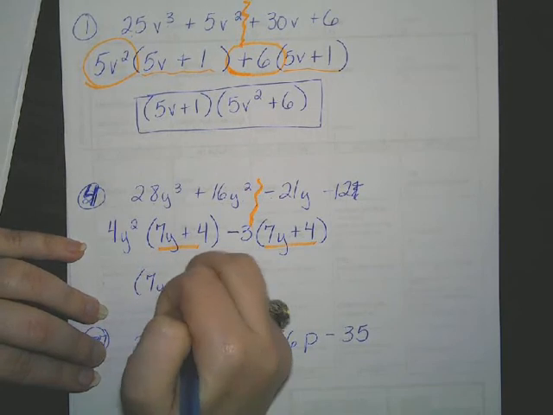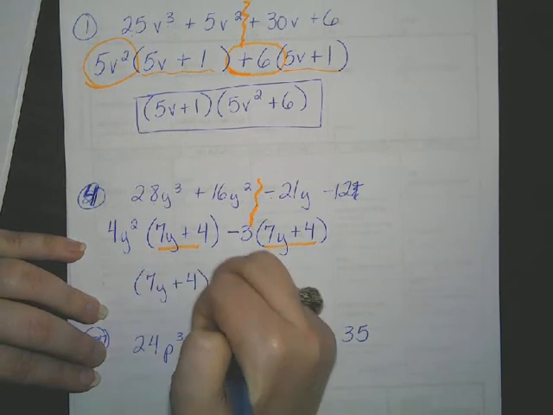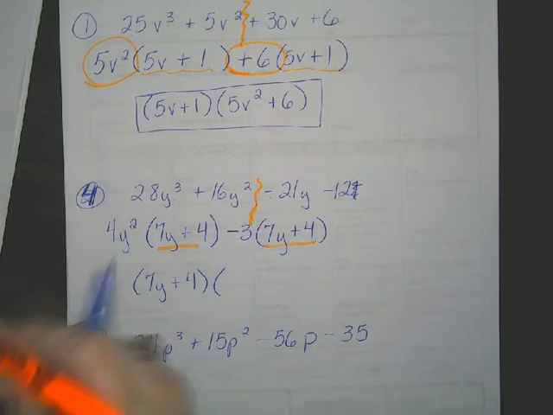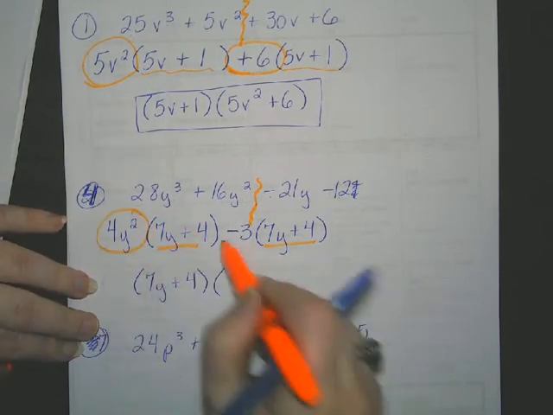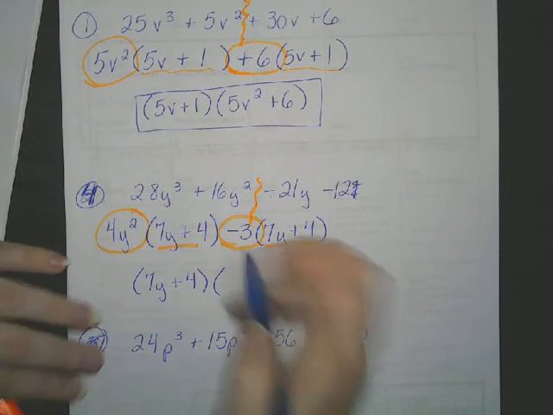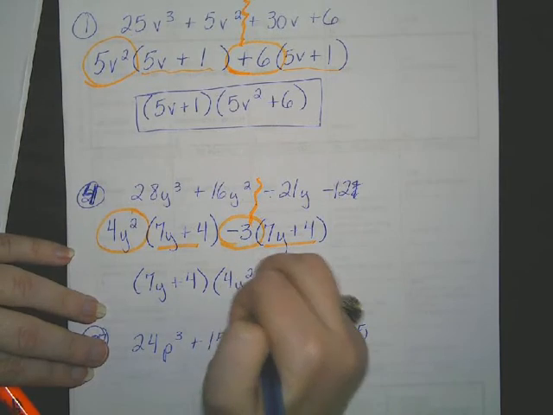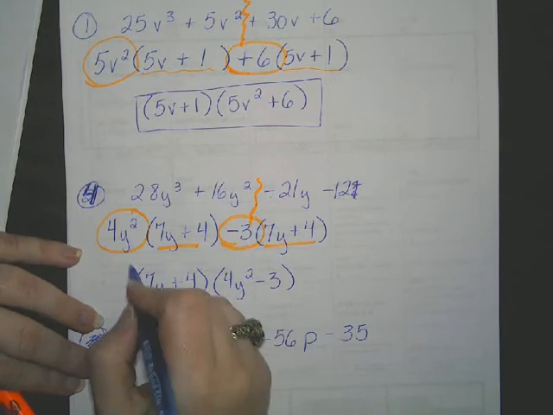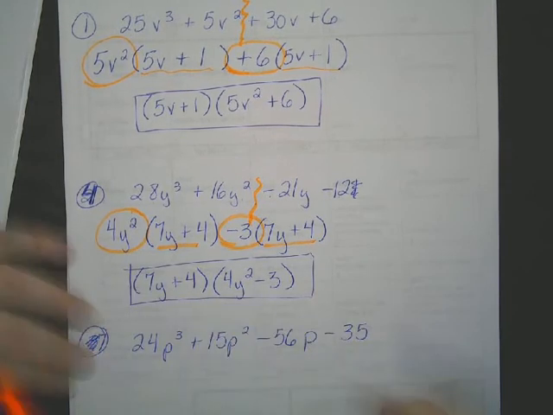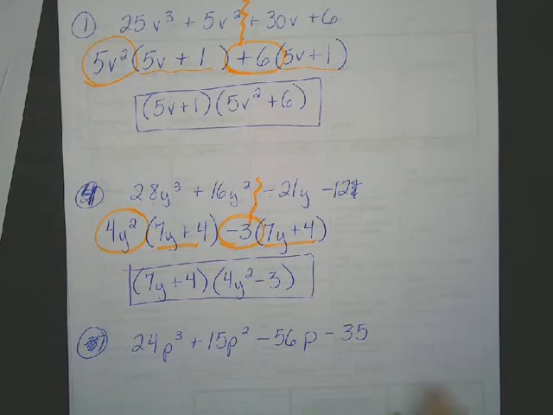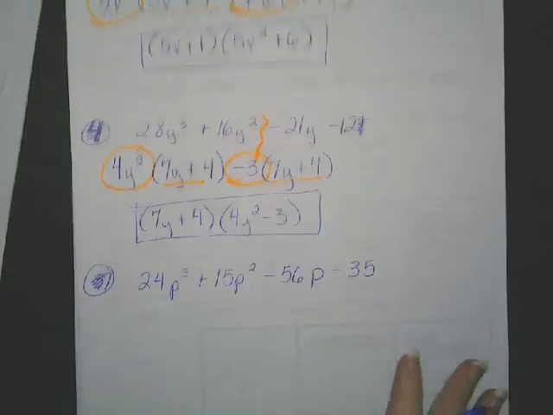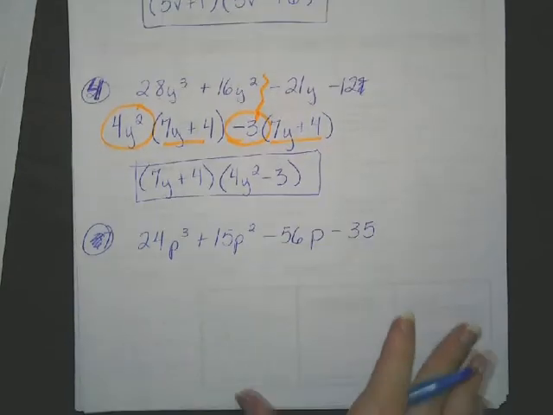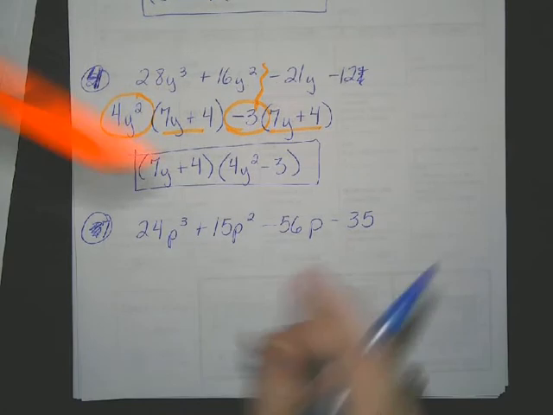Now we write down what's left on the outside. 4y squared minus 3. Again, the 4y squared minus 3 is not factorable. So we keep it as it is and box our answer. Let's do one more problem that's simple like this, and then we'll do one of the harder ones that has 6 terms. Okay? So here, 4 terms, cut it in half.